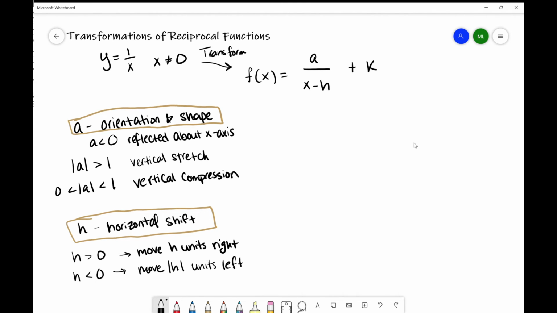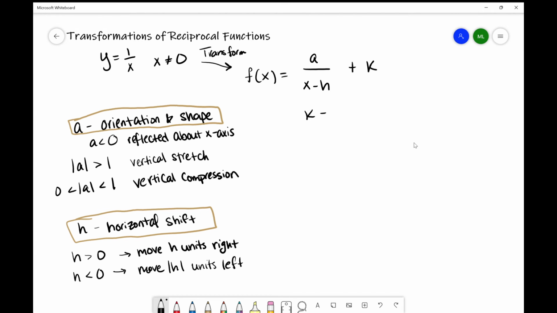Okay, so the absolute value of h units to the left. And that in itself is denoting that you are going in the negative direction. All right. Okay, so that's h. And let's talk about our final value left to talk about, which is k.